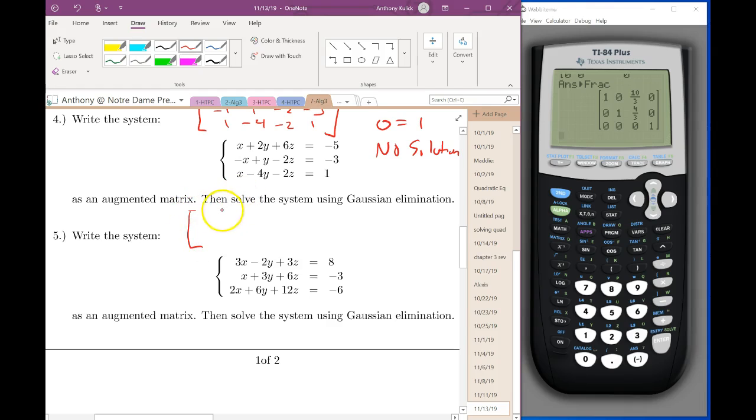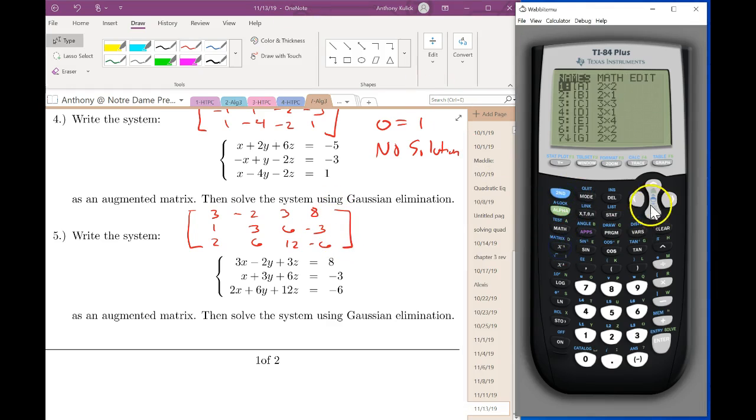So for 5, we're doing the same thing. So we'll write out our augmented matrix. So I'll type that in as matrix F.